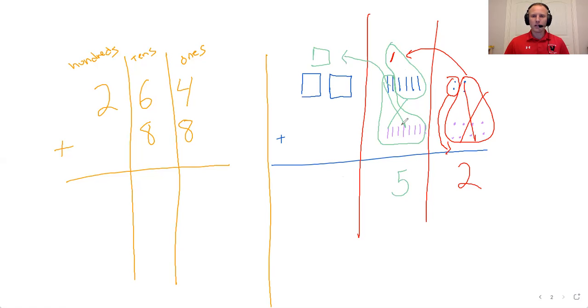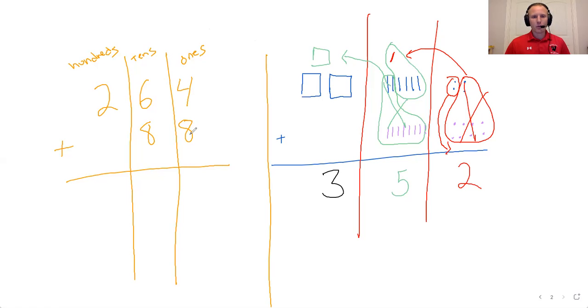Okay, so again, we took 10 longs, combined them together, traded them in, and we got a flat out of it. Now over here on this side, we have 3 flats, which is 300s. So we ended up with an answer of 352. Let's see if the same thing happens when we go over and work with a standard algorithm.